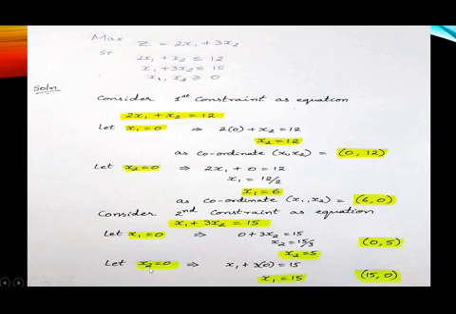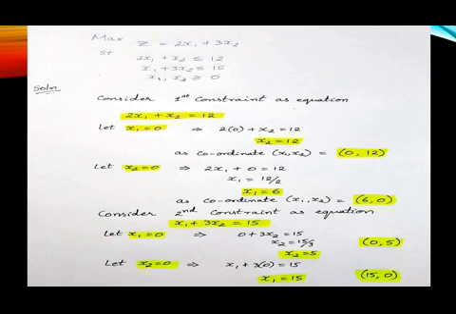Now substitute x2 as 0 in the equation. So let x2 is equal to 0. What happens to the equation? x1 plus 3 into 0 is equal to 15. 3 into 0 is 0. You can just skip this term. You will remain with x1 is equal to 15.